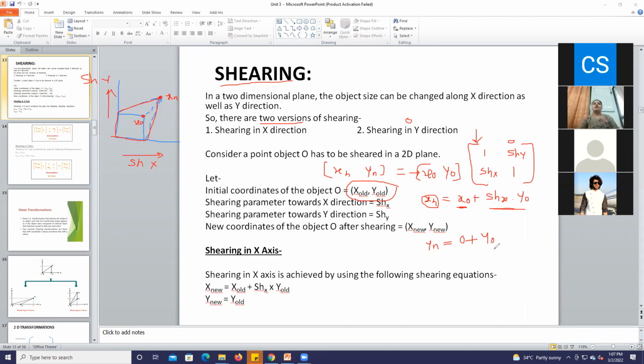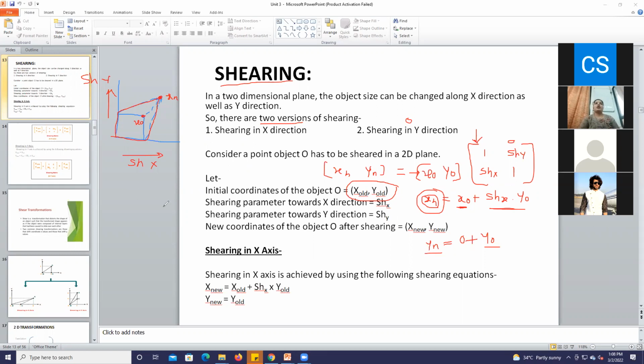What is the meaning of it? Meaning of this is your original y and new y are same, only x is changing. Original x and new x are not same. What is the difference between them? This term is getting added. And this term is nothing but your shear value, shx. So we are going to multiply y0 with shx, and that term is getting added into old x to get new value xn. So that is the shearing along x-axis.